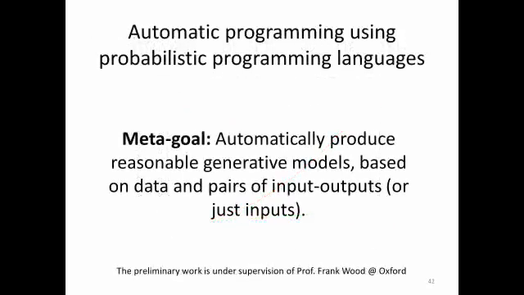So the idea is to use Church to have a probabilistic program which will produce probabilistic programs, generative models. So you will make inference over the probabilistic program space, and because Church is a Turing complete language, you can use eval to evaluate the programs you generated.